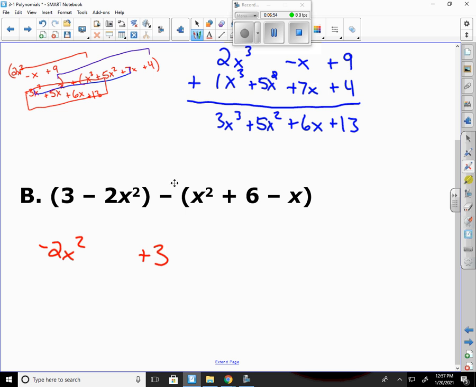Now here I have a minus, so it means I'm going to flip all of these signs in this one to the opposite sign. So this would be minus x squared coming first. And it's minus a negative x, which would make that a plus x. And then distribute the negative to the 6 as well, minus 6.